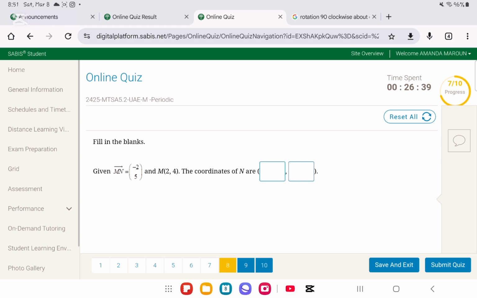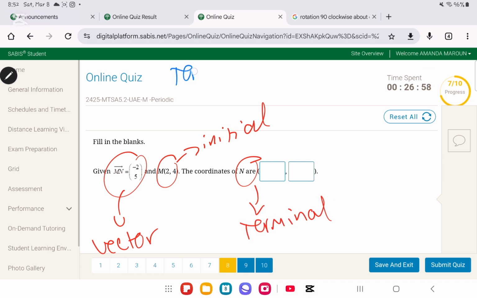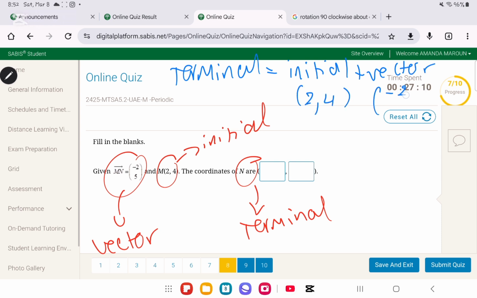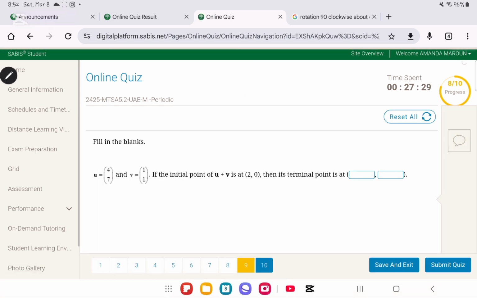Here they need the coordinates of N given what? The initial point. This is our initial point, and this is our vector. They need us to find point N, which is our terminal point. So very simply, we will put the equation, which is terminal is equal to initial plus vector. The initial is (2, 4) and the vector is (-2, 5). So you add them together and you will get that the terminal point is (0, 9). So very simply, (0, 9). We move on to question number 9.